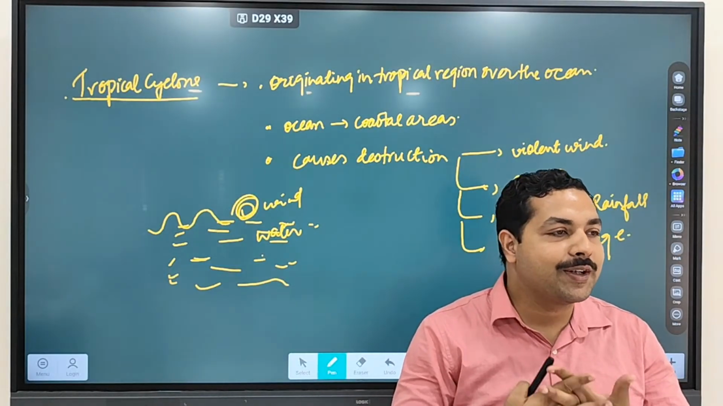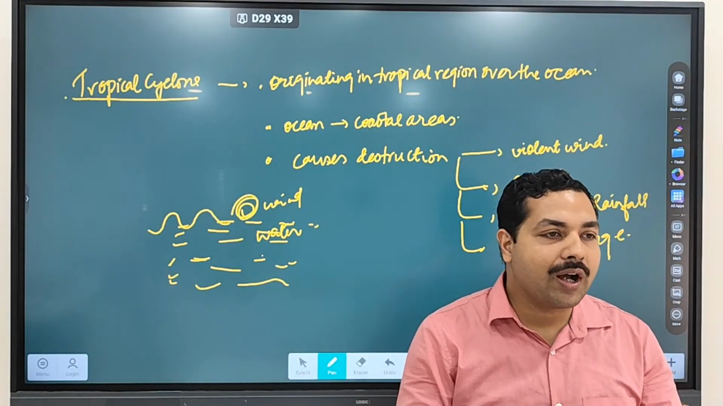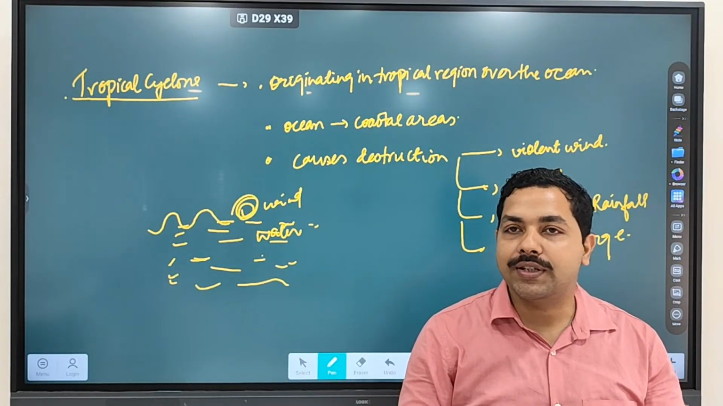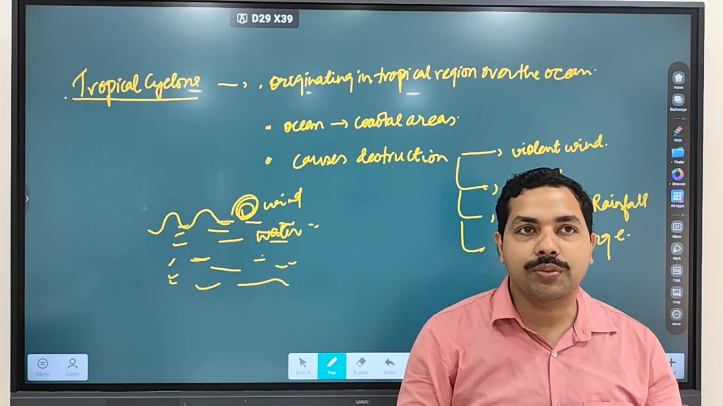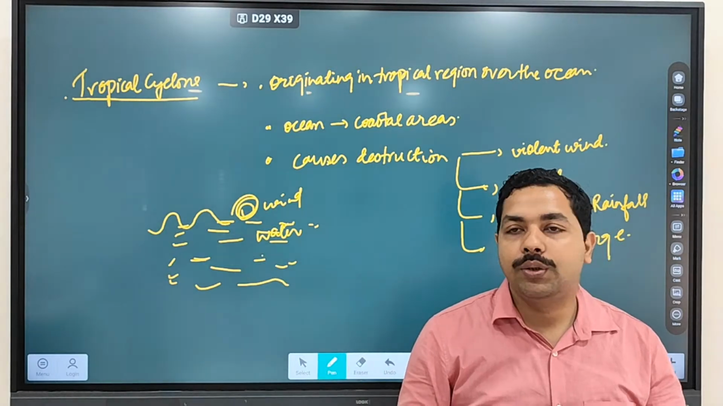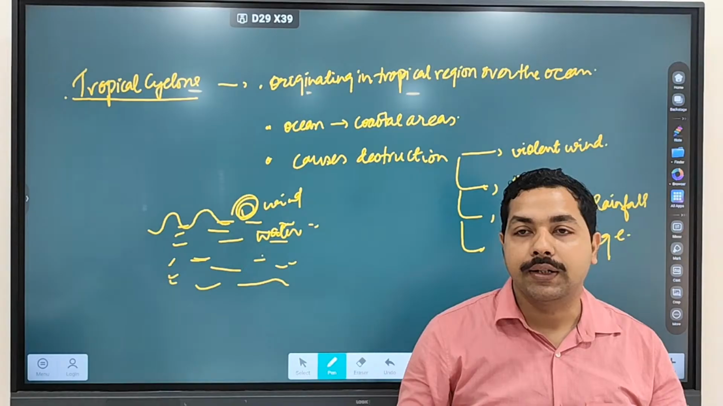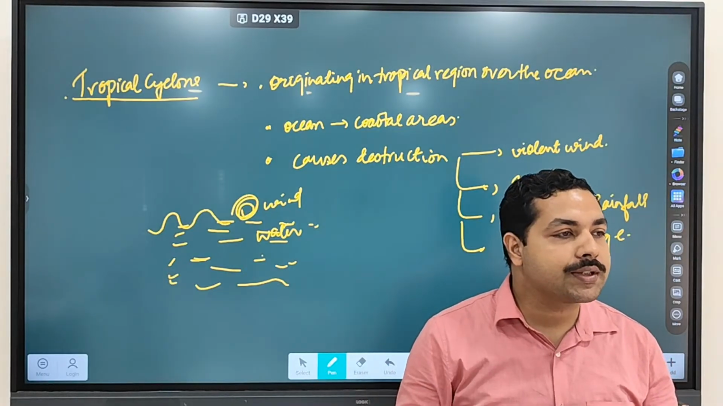Forgetting everything, huh? Not revising anyone. How are tsunami waves generated? We discussed tsunami waves are generated due to earthquake, due to volcanic eruption, due to landslide, due to meteorite impact. Those are the reasons why tsunami waves are generated.